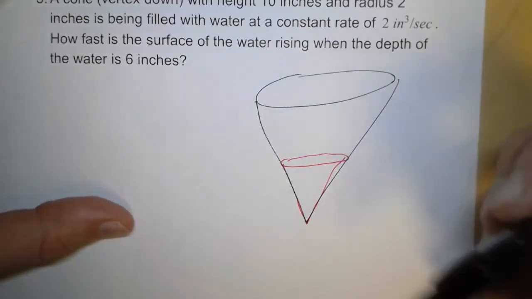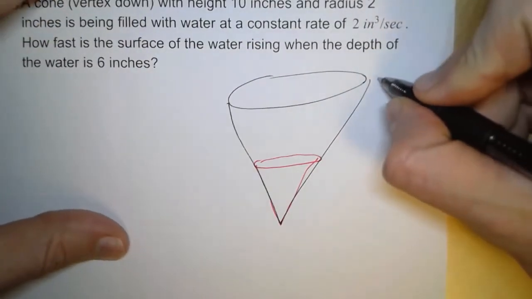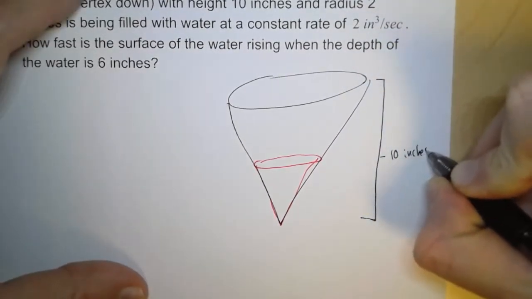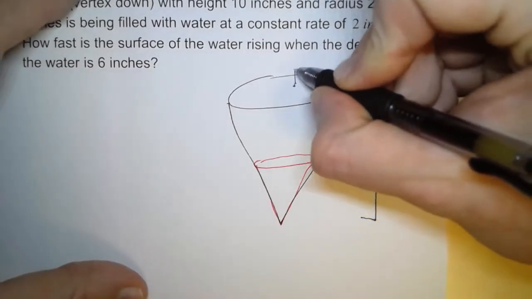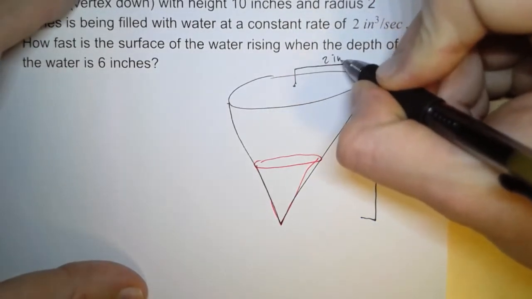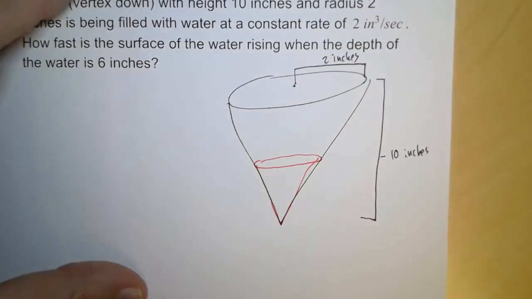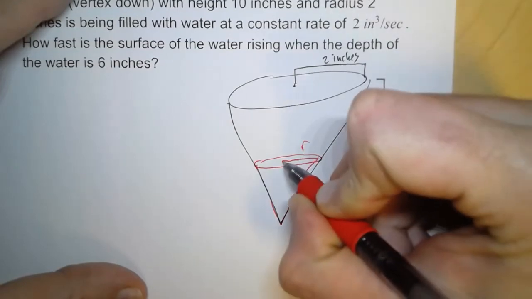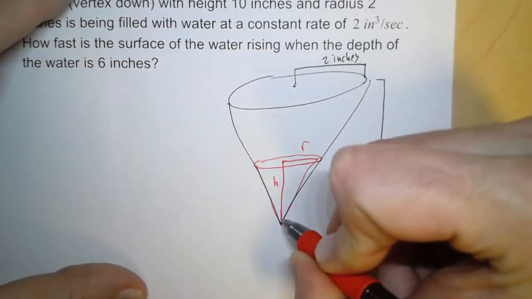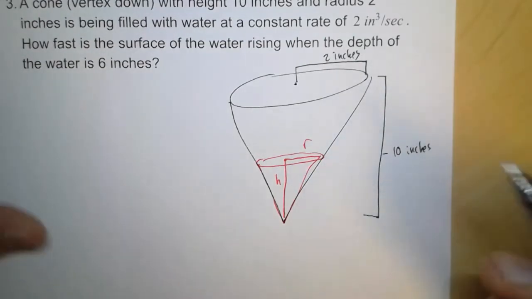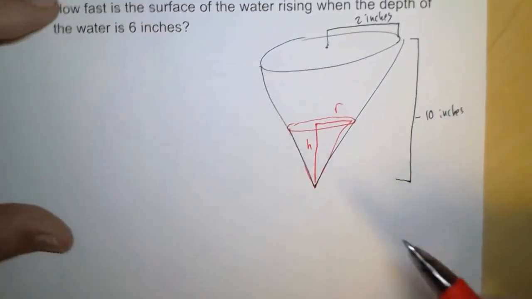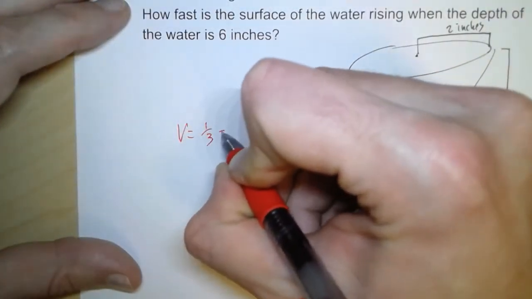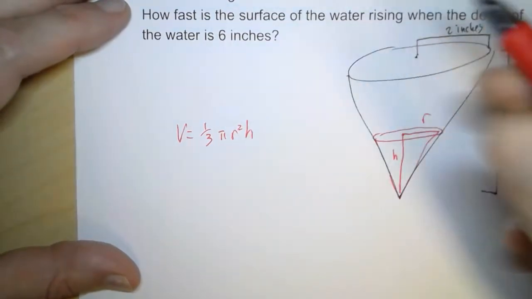Now we know that the big cone has a height of 10 inches, so 10 inches, and has a radius of 2, so from here has 2 inches. Now the cone that the water is shaped in, that's changing. So we'll call this R, and we'll call this H, because those are both variables, and those are going to change over time. So now our formula for the volume of a cone is 1/3 pi r squared h.